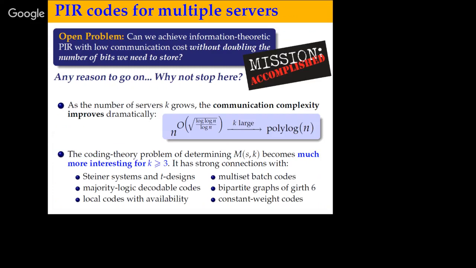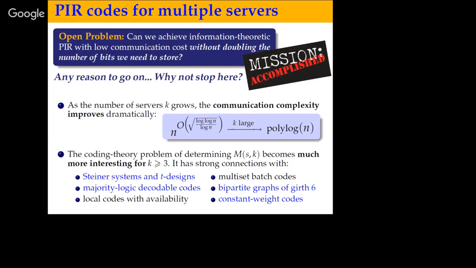Okay? So what I'd like to do really most of the time in the second part is to talk about this problem and show you connections, if there's time enough, to these 4. Okay, so Steiner systems and t-designs, majority logic decodable codes, bipartite graphs, and so on. And from each of these domains, we'll take something and use it to construct our k-server PIR codes and get better and better values for the 2 functions that we have.